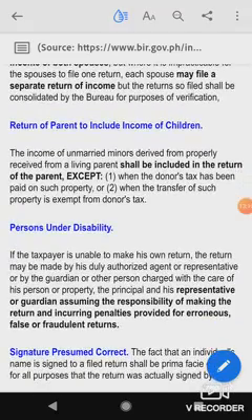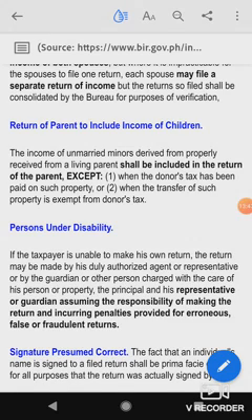So, return of parent to include income of children. The income of unmarried minors derived from property received from a living parent shall be included in the return of the parent, except when the donor's tax has been paid on such property and when the transfer of such property is exempt from donor's tax.